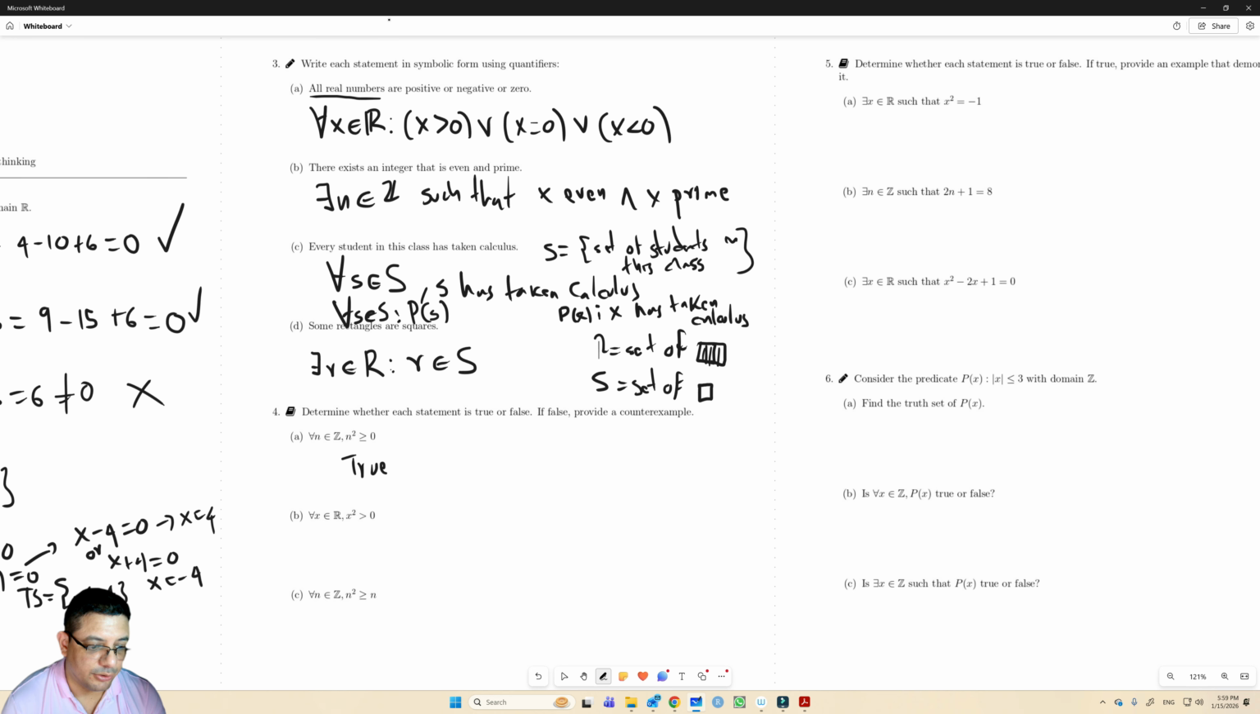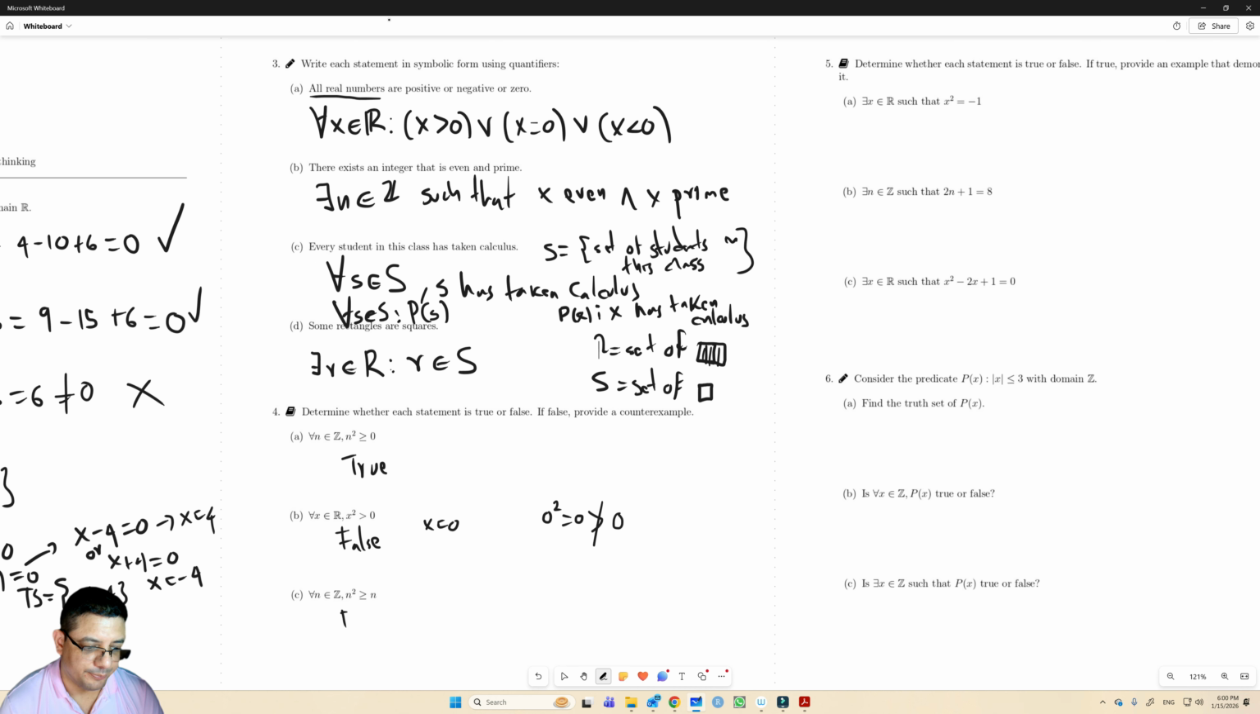For all x that belongs to the real numbers, x squared is bigger than 0. Well, this is false, of course, because this is saying for all real numbers. And you can actually take x equals 0, and 0 squared, which is 0, is not going to be bigger than 0. It's the same, it's equal. But this is just saying that this is strictly bigger.